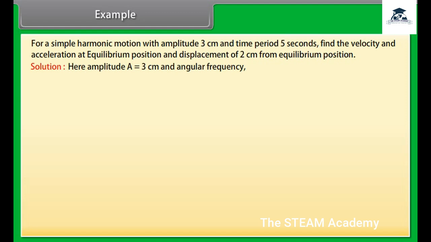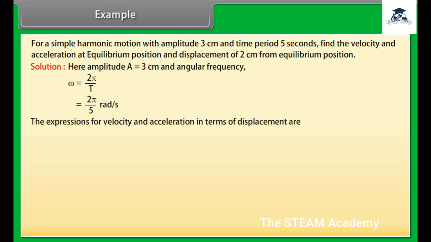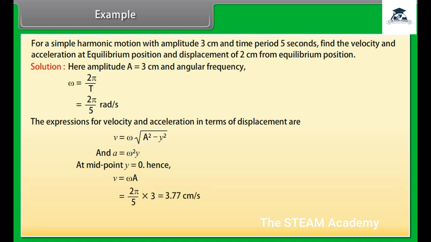Here, amplitude A = 3 cm and angular frequency ω = 2π/T = 2π/5 radian per second. The expressions for velocity and acceleration in terms of displacement are v = ω√(A² - y²) and a = -ω²y. At midpoint y = 0. Hence, v = ωA = 3.77 cm per second and a = 0.